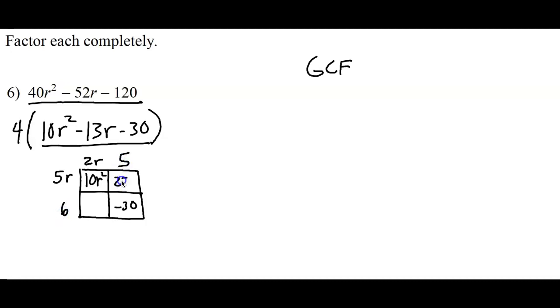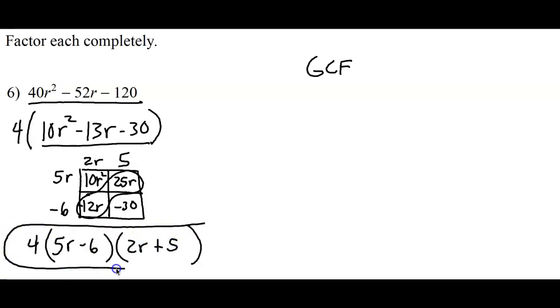That gives me 25r and 12r. I think I got lucky here. One of these has to be negative, so let's see if that works. Negative 12 and 25, I do believe that makes negative 13. So I just got totally lucky there, and I happened to get the right one on my first guess. We have 5r minus 6 and 2r plus 5. So here's your final answer. You're going to have your GCF on the outside and then the two binomials that you got from the box method after that. And then you're all done.